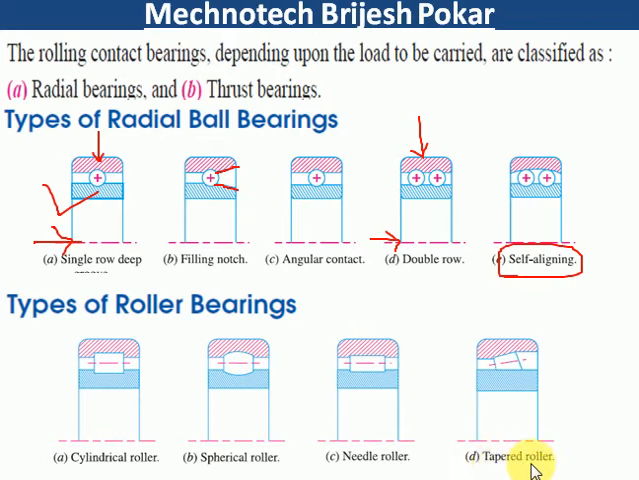Last one is taper roller bearing. So here you can see the taper roller is provided, and as per the application, the cone angle is also set in such a way that the axial and radial load capacity can be changed. Okay, so this is a taper roller bearing, and in some cases more than single row, that is double row, is also provided in a taper roller bearing. So this is about the types of ball bearing and roller bearing.